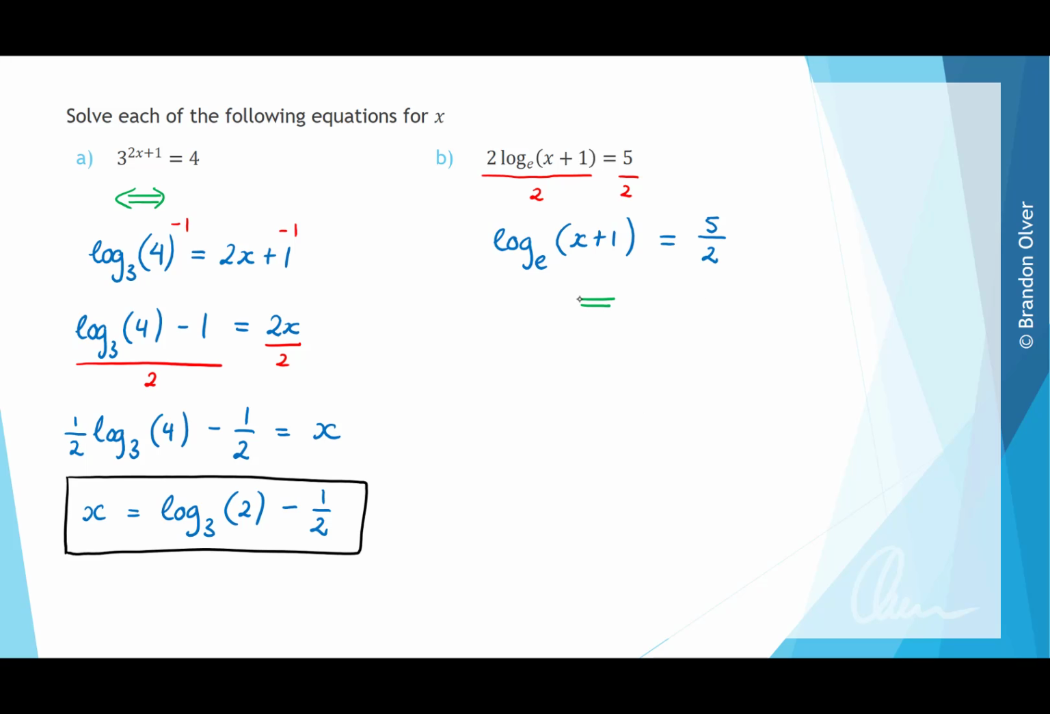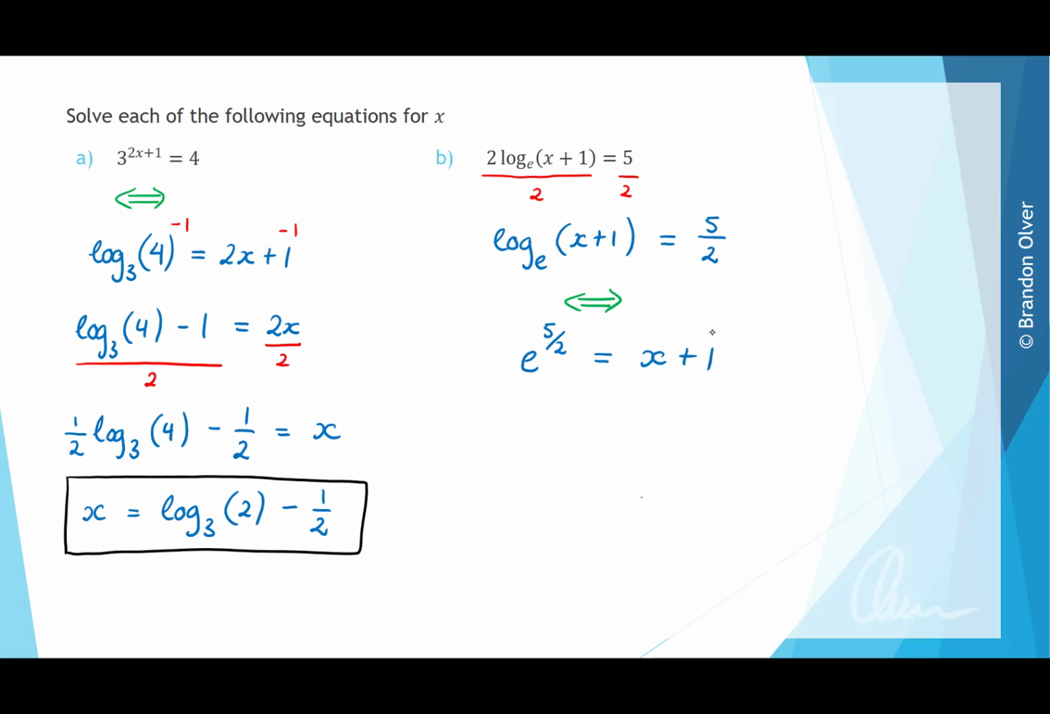Now we can form an equivalent statement, and we use this symbol to signify that that's what we're about to do. And our base e remains the base, so we're going to have e, and it's going to be the power of the answer, which is the 5 divided by 2. And this will unlock our x plus 1 that was inside the log.